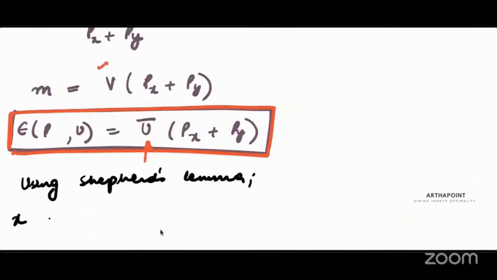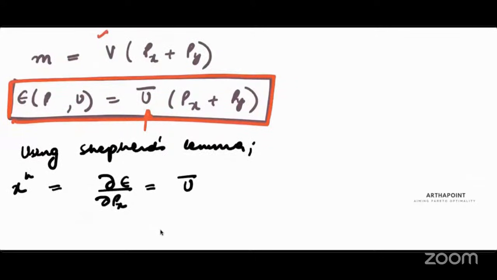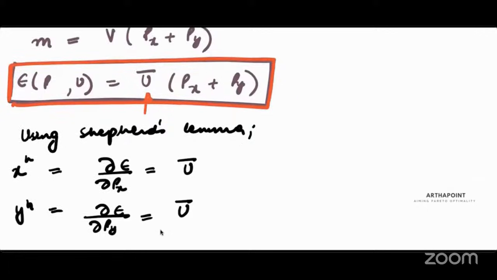Hicksian demand of good X will be del E by del Px, which will be U bar. Hicksian demand of good Y will be how expenditure changes with PY, which is again U bar. So this is my Hicksian demand. So we have been able to solve the entire question.